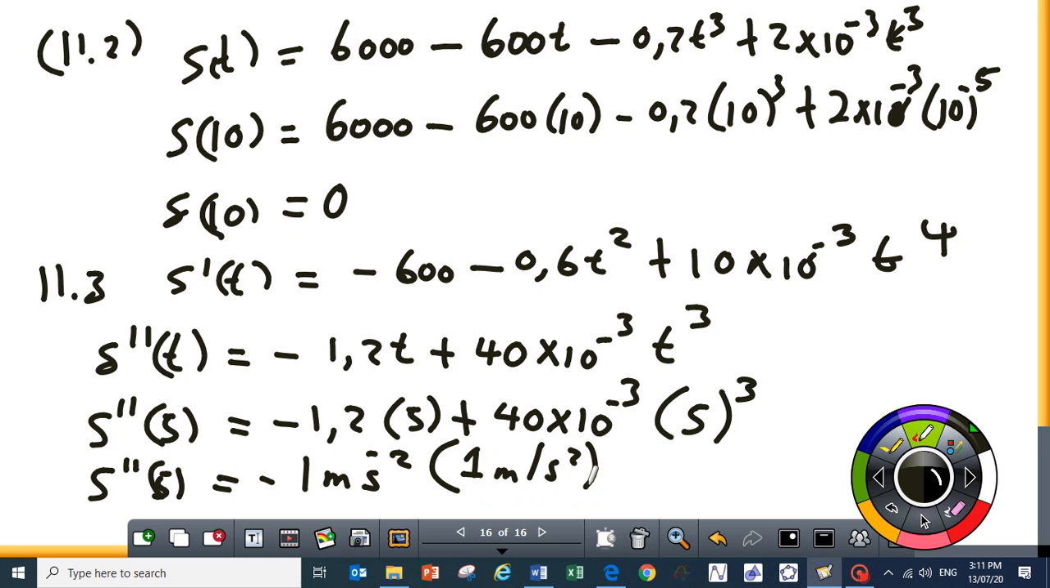In maths, they won't penalize you for the units, though, because not everyone does physics, so some people don't know what that meters per second squared means. All right. So that's it there.